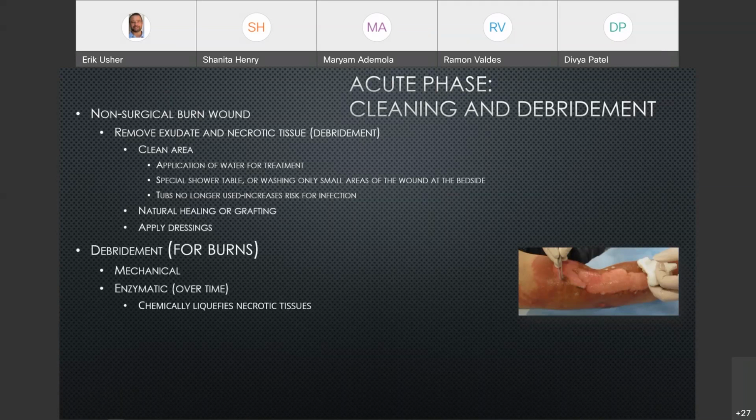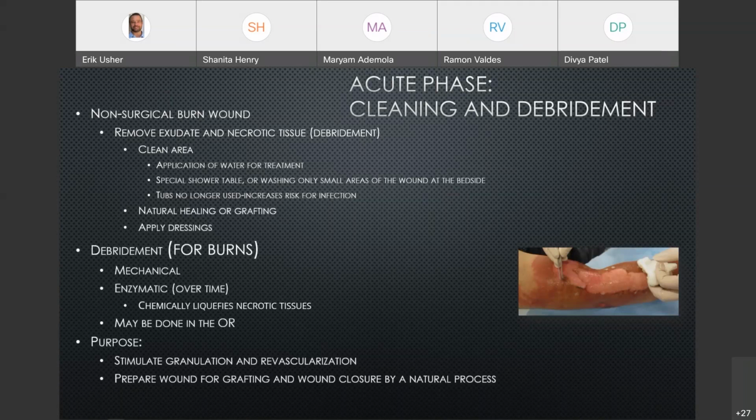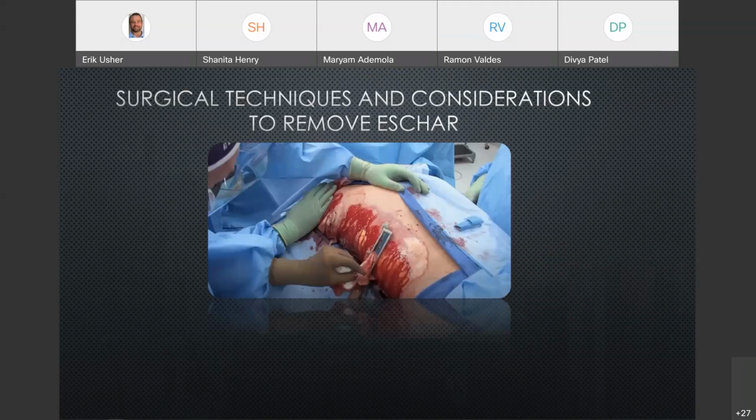Enzymatically, they can do it over time. There are chemicals that liquefy this necrotic tissue, and it may be done in the operating room. The purpose is to stimulate granulation and revascularization of that tissue. So we prepare the wound for grafting and wound closure by a natural process. Surgical techniques and considerations to remove this eschar, that really, really thick tissue.